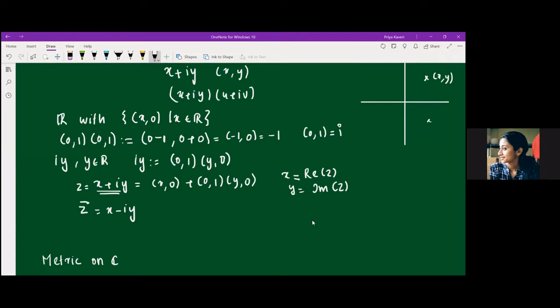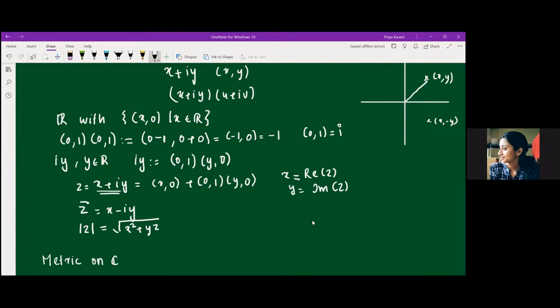Now we will define one more thing, that is mod z. What is mod z? That is defined to be the non-negative square root of x squared plus y squared. So can you think what this is geometrically? So this is our point (x, y). So what is the root of x squared plus y squared? It is nothing but the distance between the origin and this point, right? Okay. So this is something that we need.